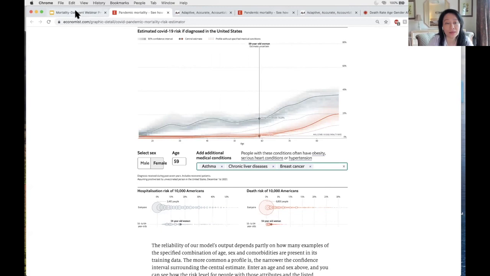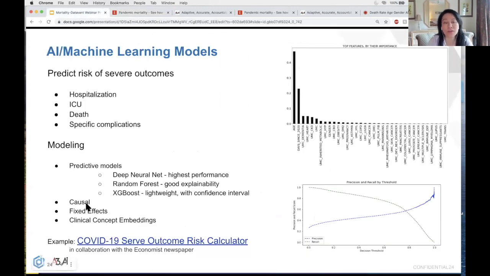So let's go back. There are other models such as causal models and fixed effect models, and we also build clinical concept embeddings. So various techniques to either predict or analyze different risks. Some are related to, for example, geolocation or political leaning. Some of them turn out to be red herrings once you apply causal models; some of these simple correlations get ruled out.